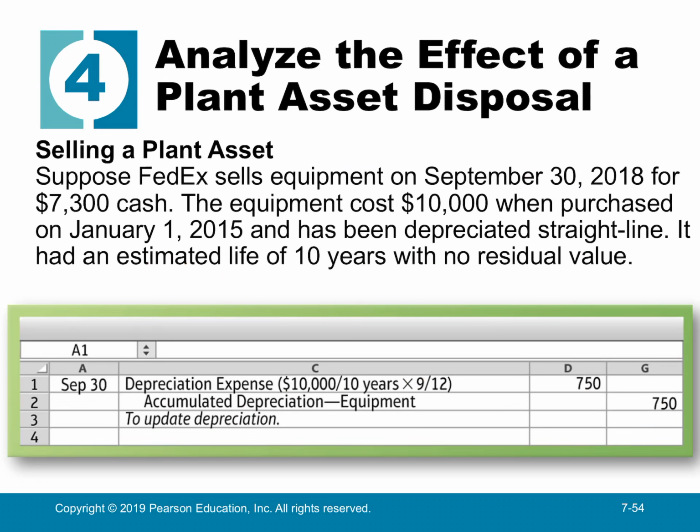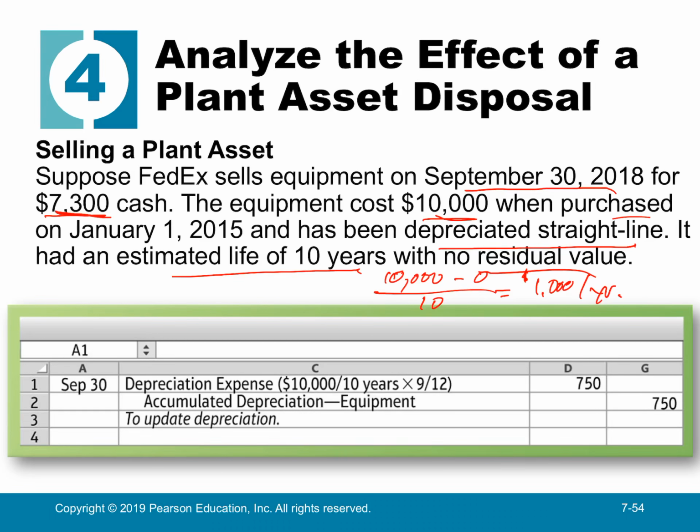Let's talk about selling a plant asset now. So if FedEx sells equipment on September 30th, 2018 for $7,300 cash, the equipment cost $10,000 when it was purchased, and has been depreciated using straight line, estimated life of 10 years, no residual value. Okay, so 10,000, no residual value, 10 years, that gives me $1,000 per year. FedEx sold the equipment on September 30th. That's 9 months in the year.